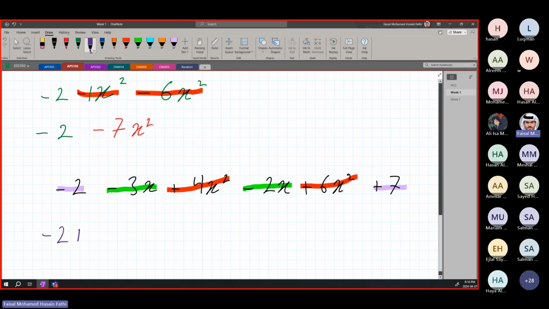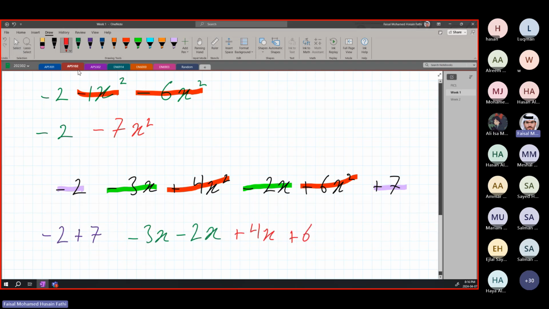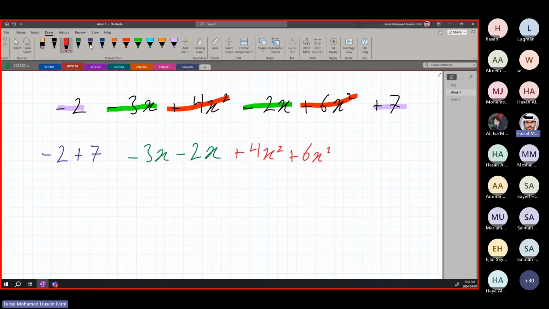So minus 2 plus 7. And then you have minus 3x minus 2x. And then you're going to have plus 4x plus 6x squared. And then you're going to add each one separately. Minus 2 plus 7 is 5. Minus 3x minus 2 is minus 5x. Plus 4x squared plus 6x squared becomes plus 10x squared.